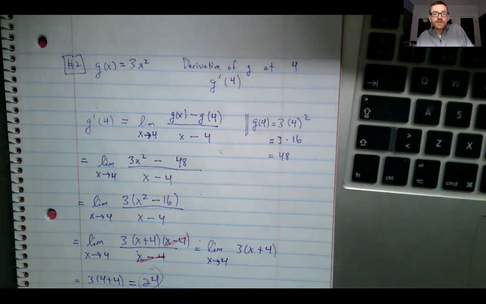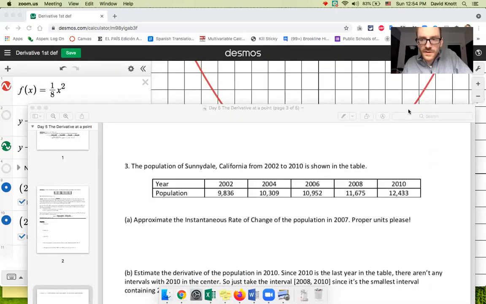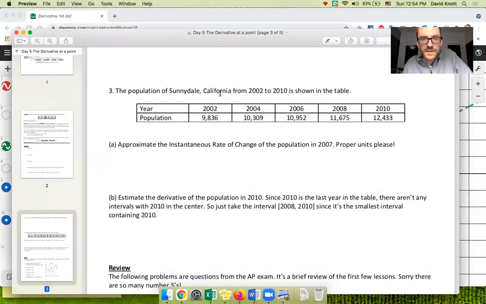And then number 3 is a table problem. I did one of these in the lesson in the video yesterday, but let's take a look. So I'm going to share my desktop so that we can have a look. So here's number 3. Here's the table. It says the population of Sunnydale, California from 2002 to 2010 is shown in the table. And we've got these different values. Part A says approximate the instantaneous rate of change of the population in 2007.